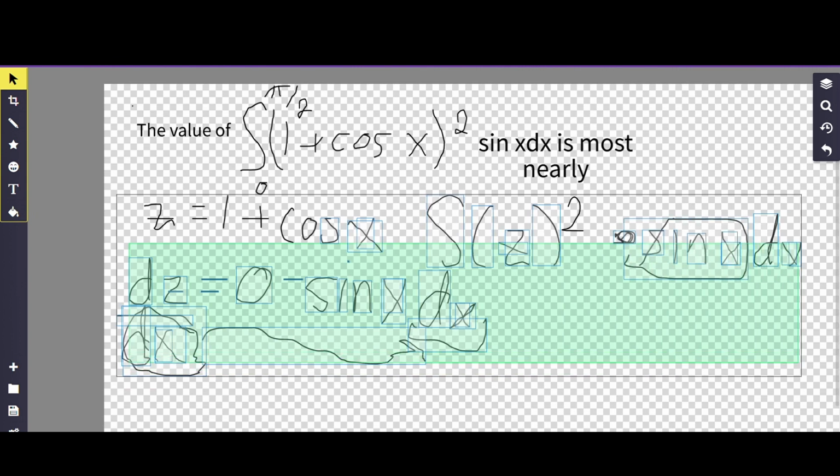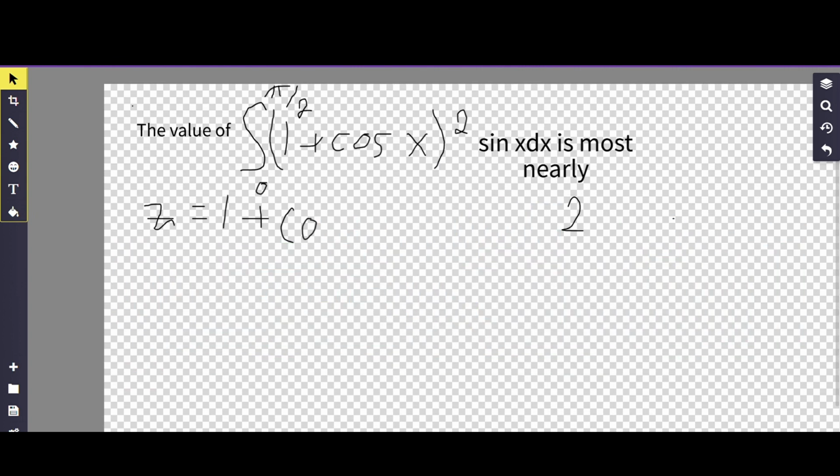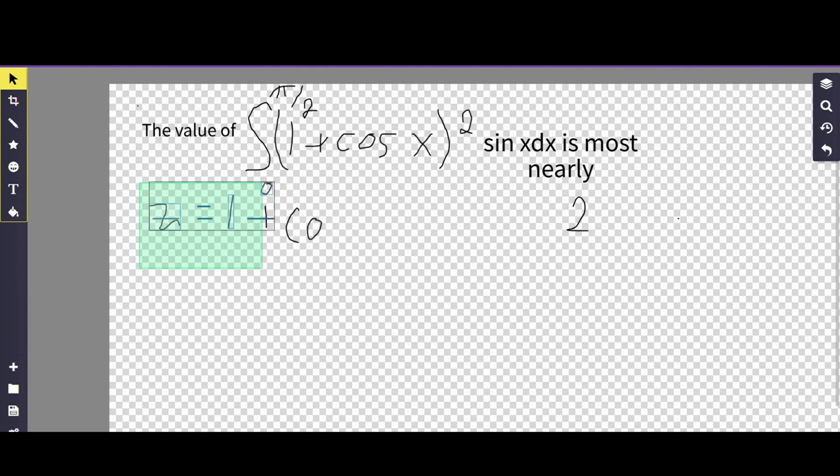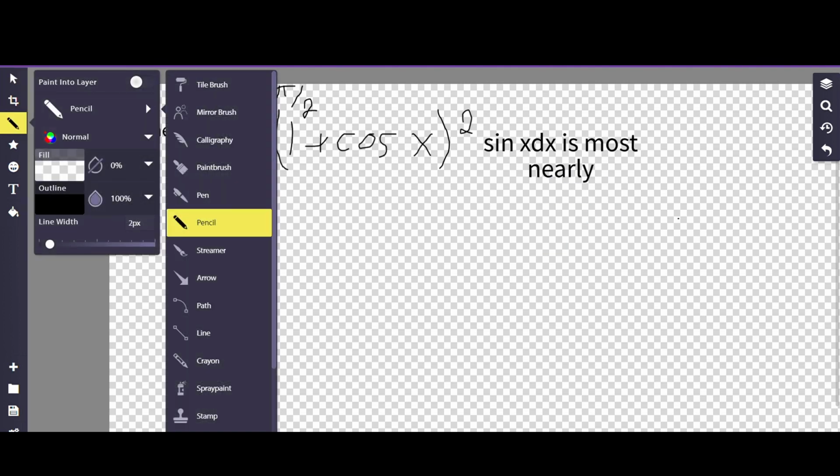So with that in mind, we can now substitute it in, but for simplicity's sake, what I'm going to do is wipe this away and start over. Just bear with me while I clear the board here.